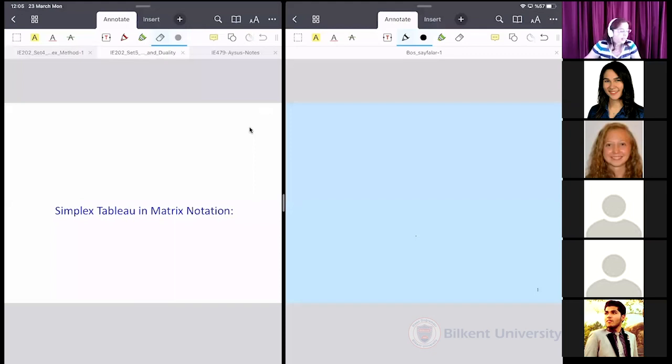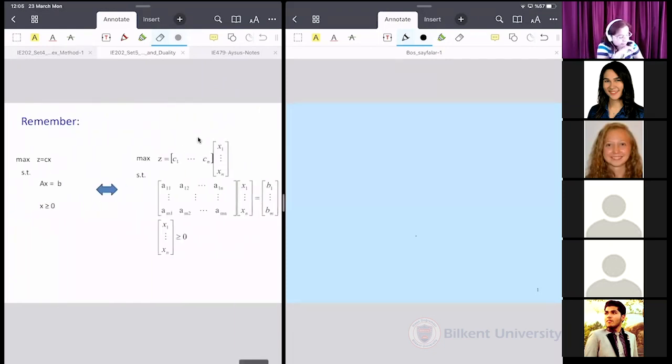Okay, thank you. New topic then, simplex table in matrix notation. You have learned to do all the iterations of simplex, all the tricks of it, the degeneracy, alternative, unbounded, how to start it, right? But now I'm going to show you something else I really like about simplex.